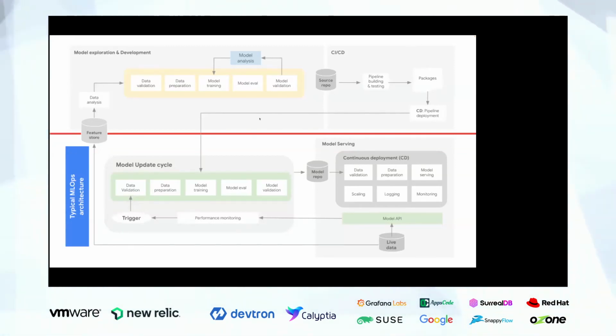Once you deploy your pipeline, you also have the model update cycle, which is basically the continuous training part of your CI/CD. And then obviously, once you update a model, you would want to push it to a model repo, and then finally use it for model serving. So this is basically a typical architecture. You can think about it whether your ML system is on any cloud provider, or it's on-prem.